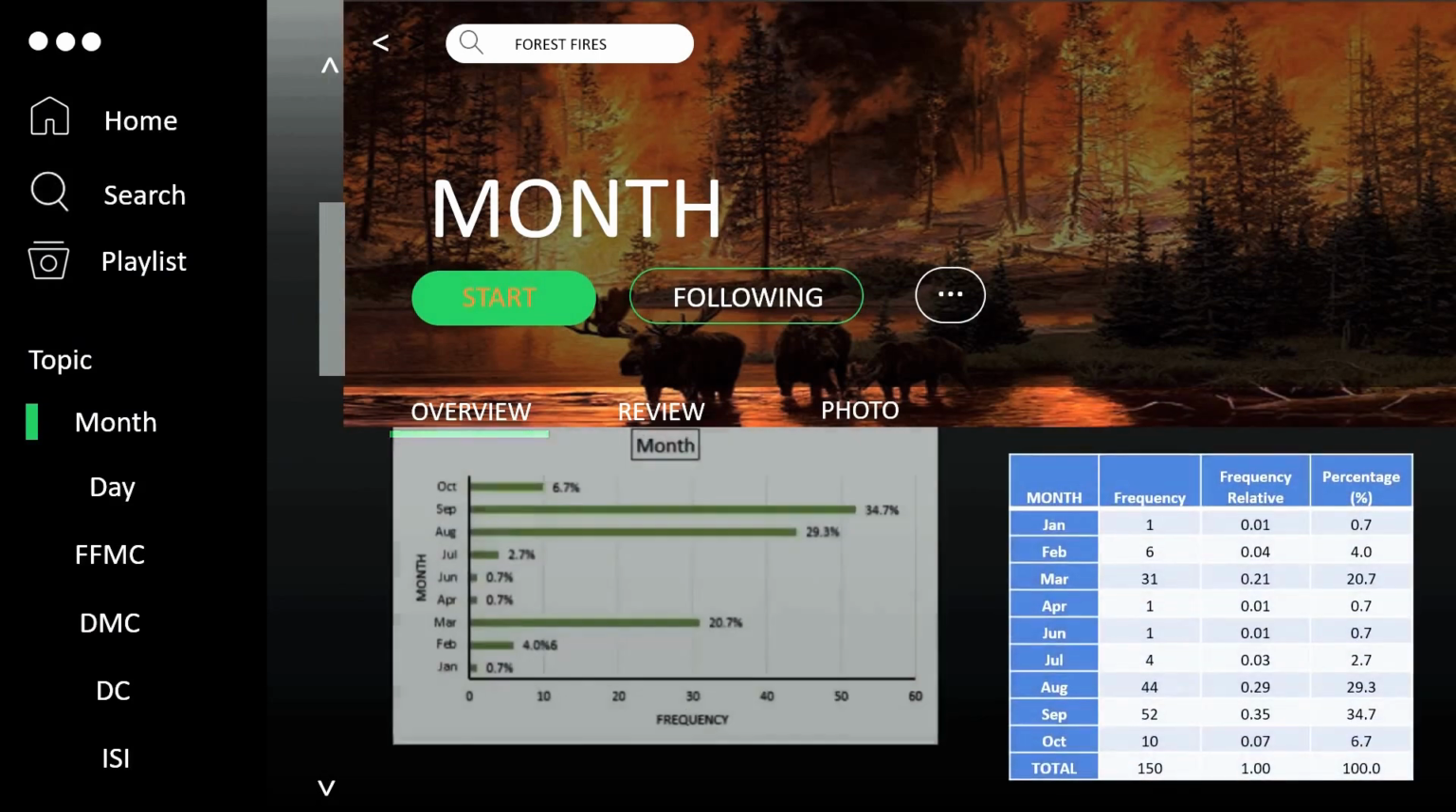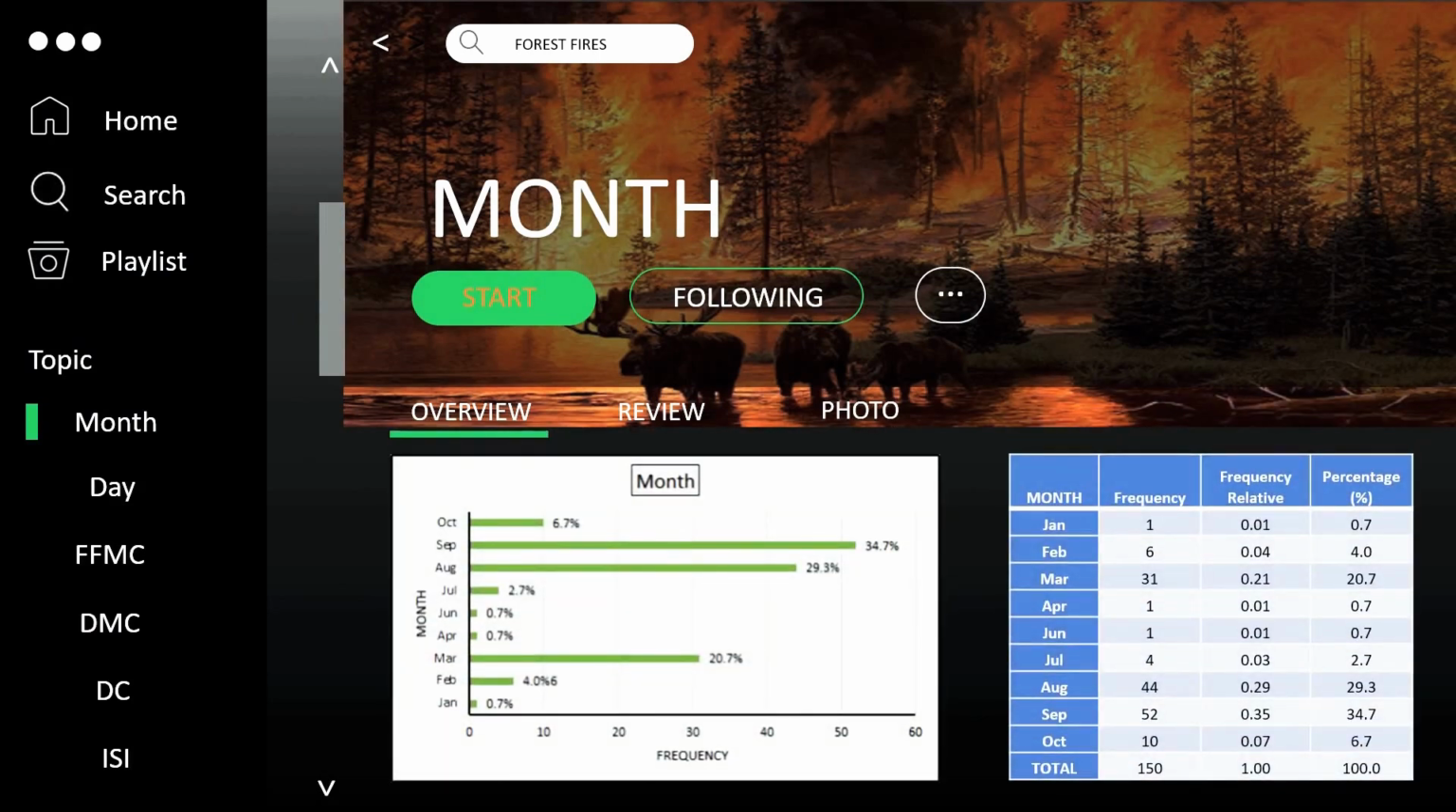Based on the data shown in the table and figure, September is the highest, which is 34.7% of forest fires with a frequency of 52 in that month. Next, January, April and June recorded the lowest forest fires with 1 frequency and represent only 0.7%. Since September has the largest frequency, which is 52, the mode or most typical month is September.